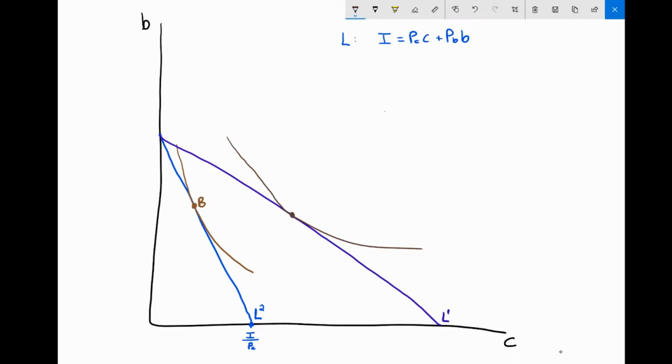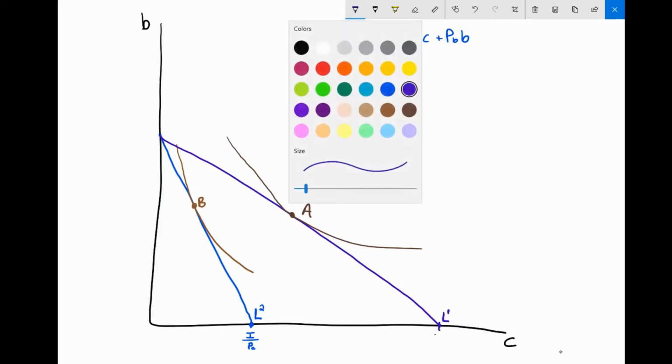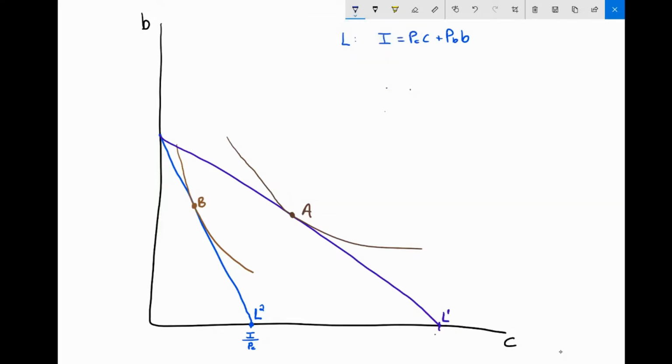Okay, so this will be point A. All right, so let's start there. Oh, and let's give ourselves an intersection point here. This intersects at I divided by, and we'll say price of coffee. All right, so here we go. Let's start here. This is where we're going to start.